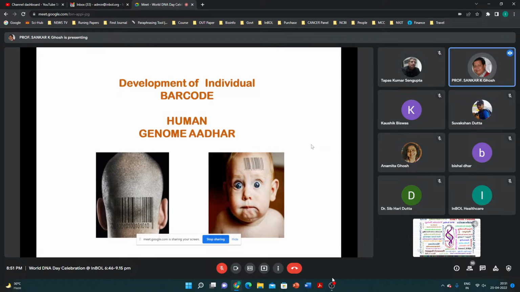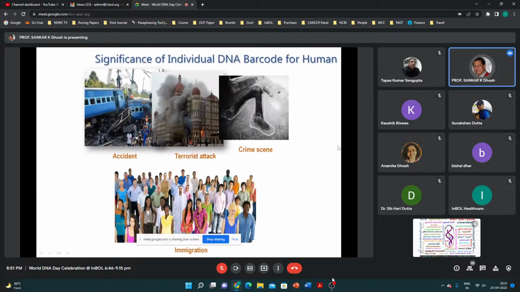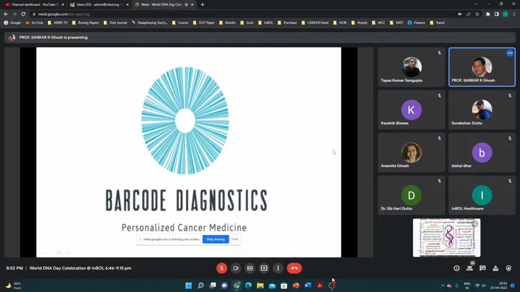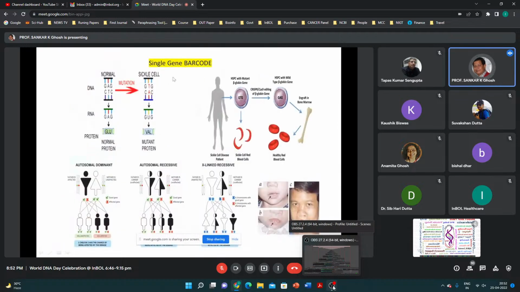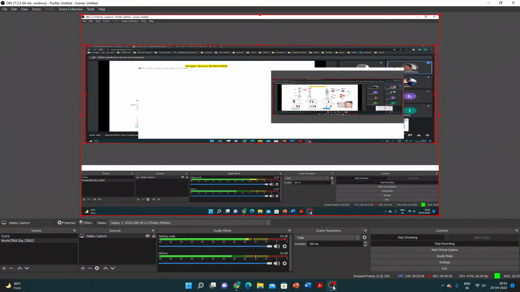The genome Aadhaar, that is individualistic, the genome that is present in any human being, we can identify those. Like that makes a significance of individual barcode for the human. The disease barcode is very much important right now. So you see there are several significant changes in the single gene or multiple genes that make the differences.